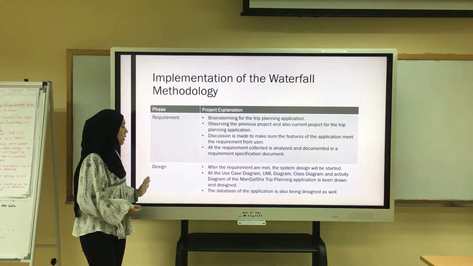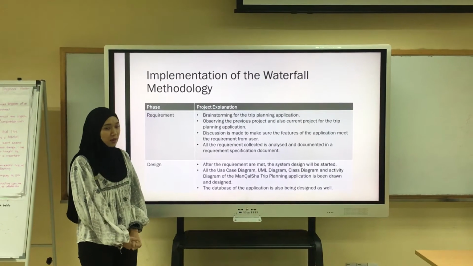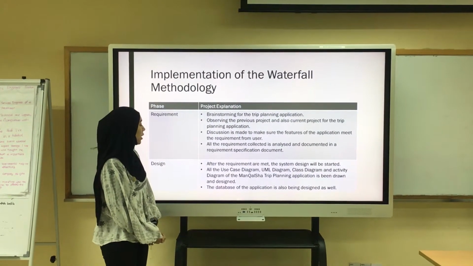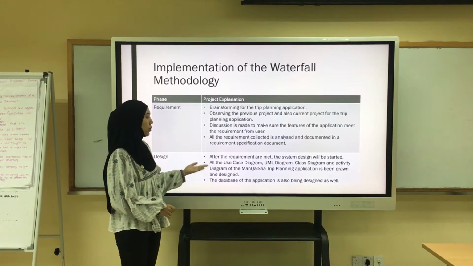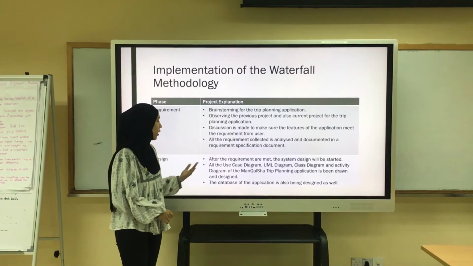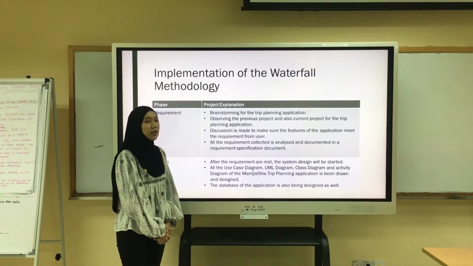For the second, it is design. After the requirements are met, the system design will be started. All the use case diagrams, UML diagrams, class diagrams, and activity diagrams of the Man Kalsha trip planning application are being drawn and designed. And the database of the application is also being designed as well.